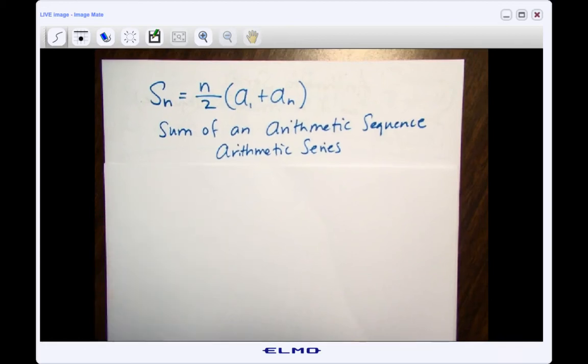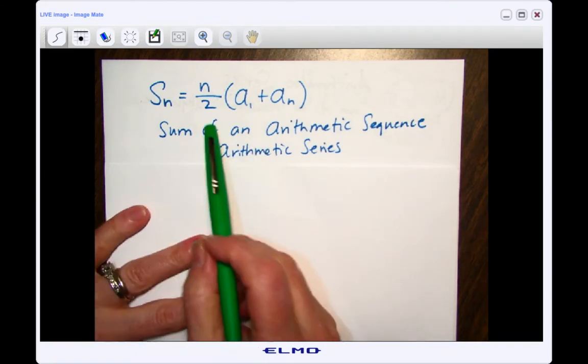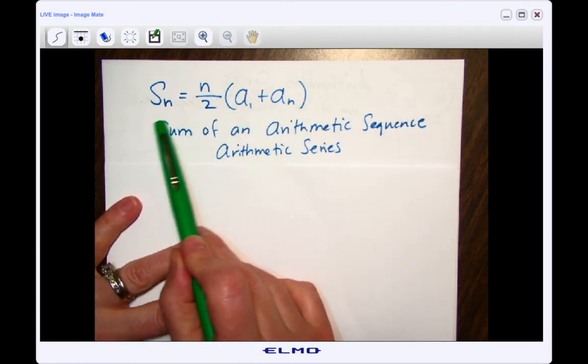All right, so let's talk about using our formula for the sum of an arithmetic sequence, or we said arithmetic series, right? Is another way to say that. So let's take a look at the formula. We saw in the last video where this formula came from.